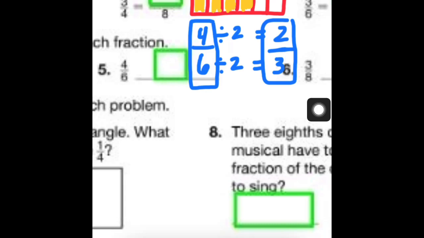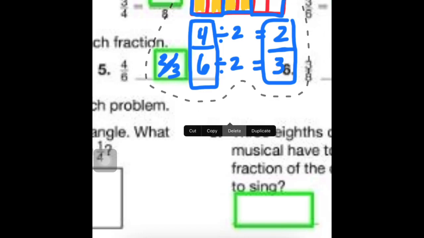Now check this out. I'm going to divide this up into thirds. There's 1/3, there's 2/3, and there's 3/3. And look at that, 2/3. We have now found the simplest form of that fraction is 2/3. Stay with me. Let's do another one together, okay?